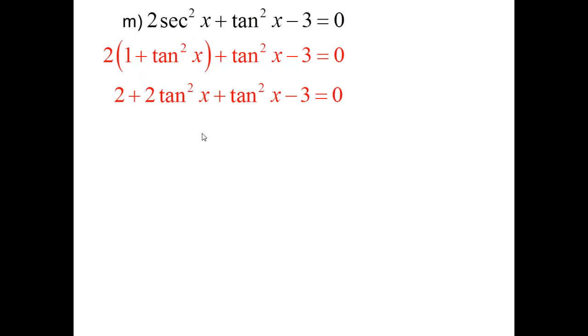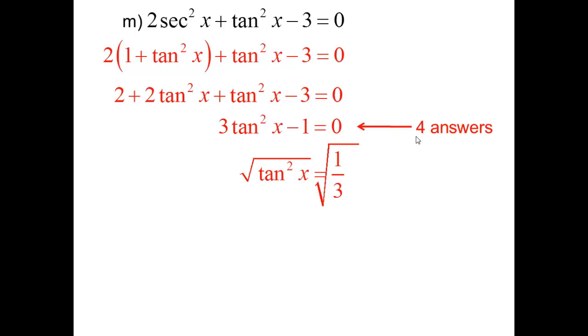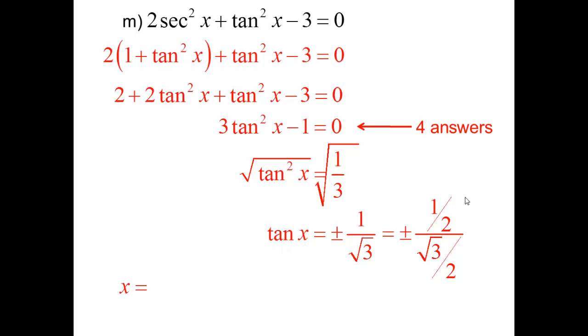We'll go ahead and distribute the 2 like we've done before, and then we can combine like terms. 2 tangent squared plus tangent squared is 3 tangent squared. 2 minus 3 is -1. And now it looks like an easy example from the beginning of the lesson. Add 1, divide by 3, square root, positive or negative 1 over root 3, which is really 1/2 over root 3 over 2. Tangent is really sine over cosine. Sine equals 1/2 at pi over 6, but I want all 4, so 5, 7, and 11 pi over 6.